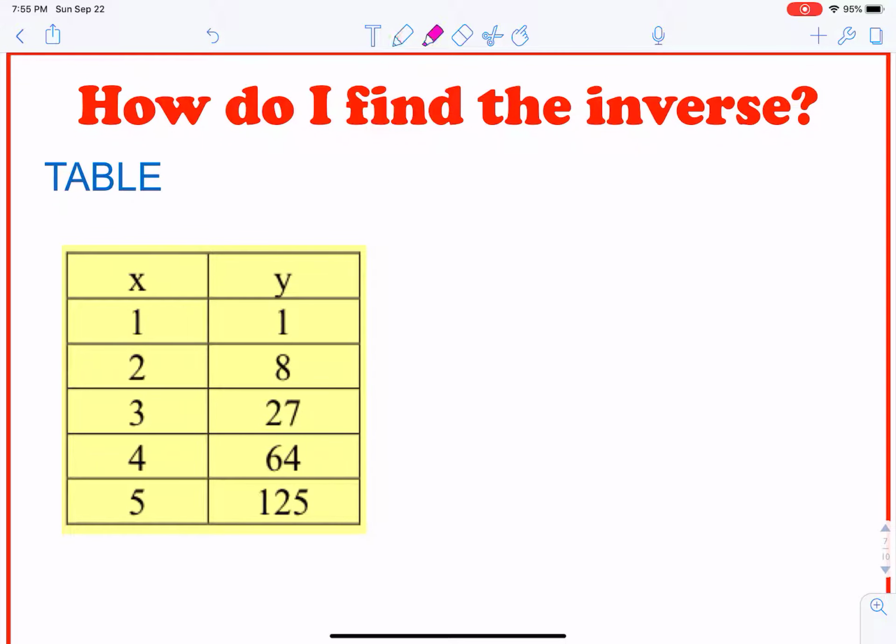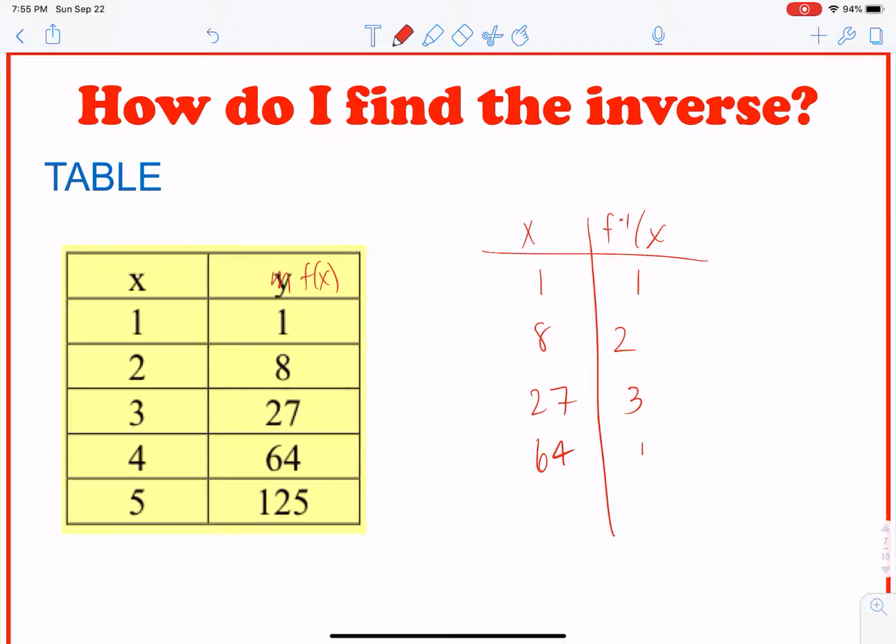So now we can talk about how we can find inverse functions. If I'm given a table, let's call this f of x, since we know this is a function, I can say that x and f inverse of x, all that I'll do here is swap my x and y values. So 64 and 4, 125 and 5. We talked about the word inverse reminding us of the word invert, or going backwards, or doing the opposite. So that's exactly what we're doing here. We're really just swapping these x and y values.